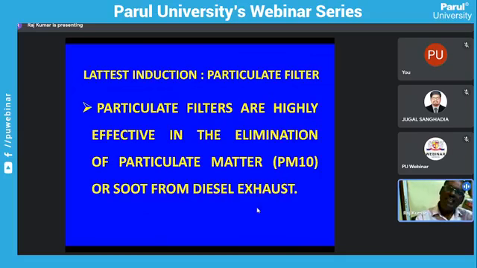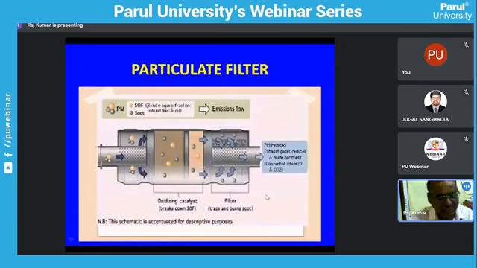Now the latest addition is the particulate filter. Most of the diesel vehicles emit large amounts of PM, particulate matter, from the diesel engines. So that filter is there in most diesel vehicles, which arrests your particulate matter. This is the structure.